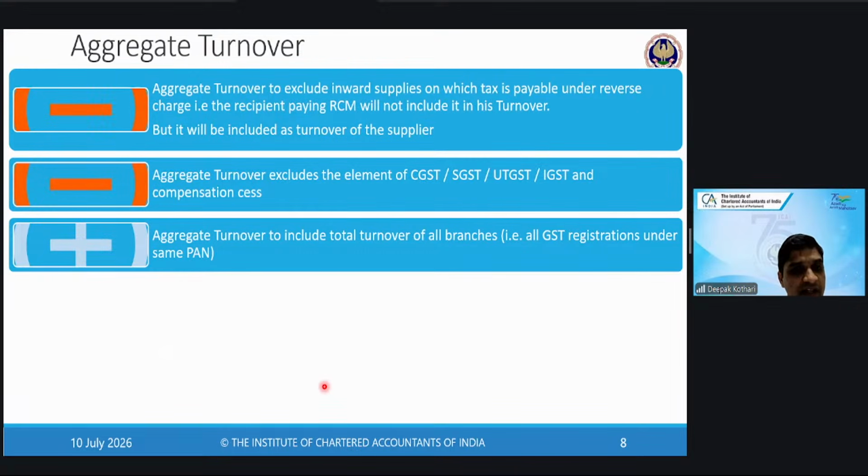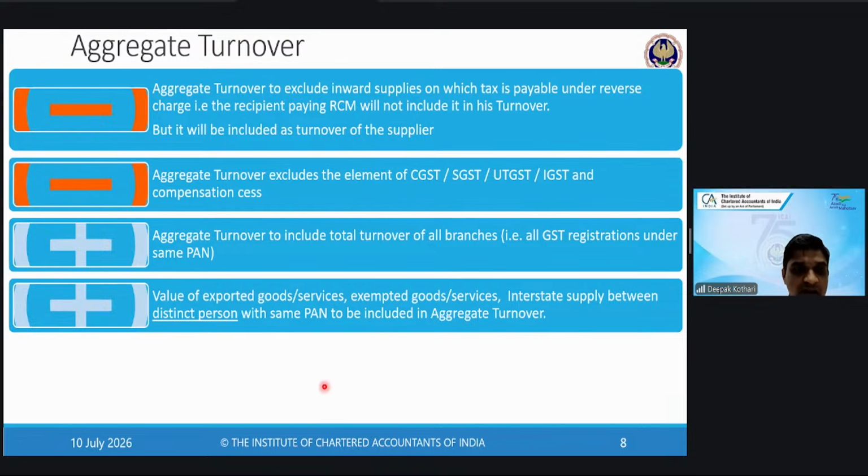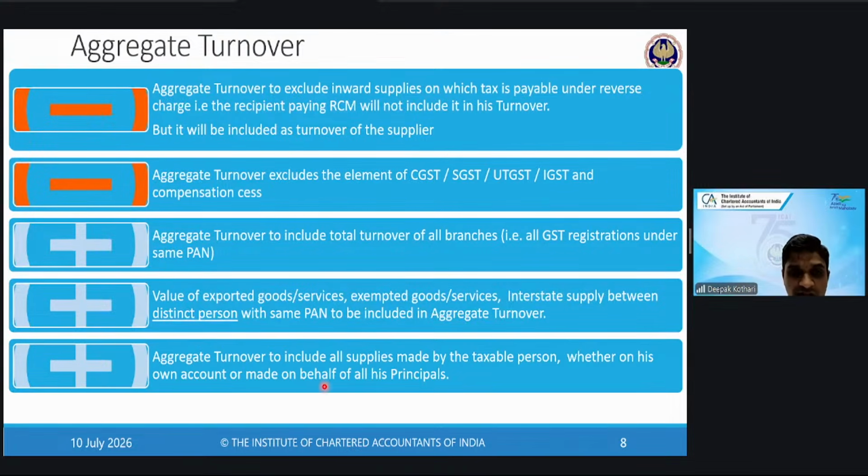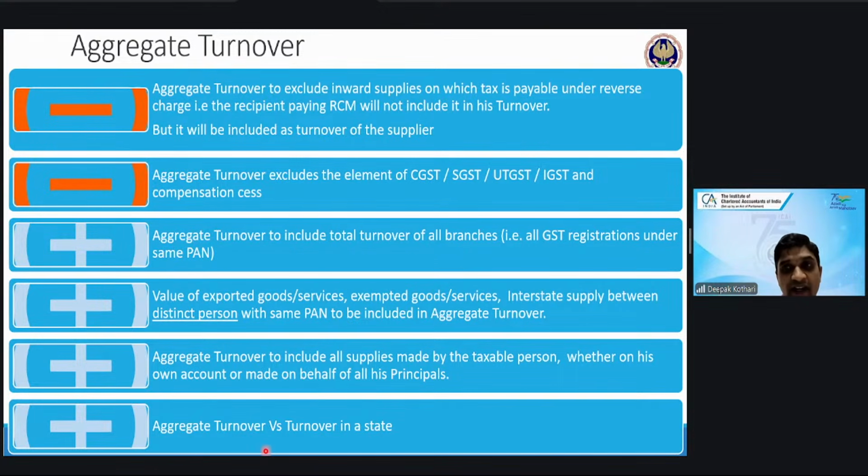You will include the turnover of all branches, the value of exports of goods and services, and the value of exempt goods. Aggregate turnover will also include supplies made by a taxable person, whether on his own account or on behalf of his principals, that is, the agent. All supplies made by a taxable person, whether on his own account or on behalf of his principals, will get included in his turnover. Aggregate turnover and turnover in a state are different. Aggregate turnover is the total turnover for the transactions made across branches in India, and turnover in a state will mean the specific GST turnover in that state. Okay.